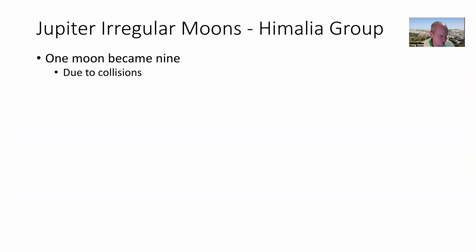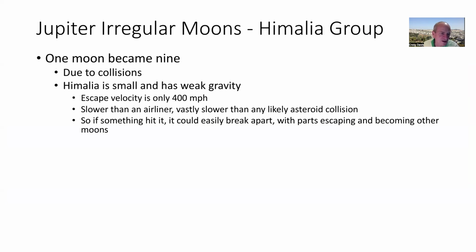So why is there a group like that? Well, what really most likely happened is that one moon became many. It was due to a collision. Himalia, though it's the biggest moon in the group, it's small, really, and it has weak gravity. The escape velocity from Himalia is only 400 miles per hour. That would be slower than an airliner and vastly slower than any likely asteroid collision would be. So if something hit it, it could easily break apart with the parts escaping and becoming other moons.